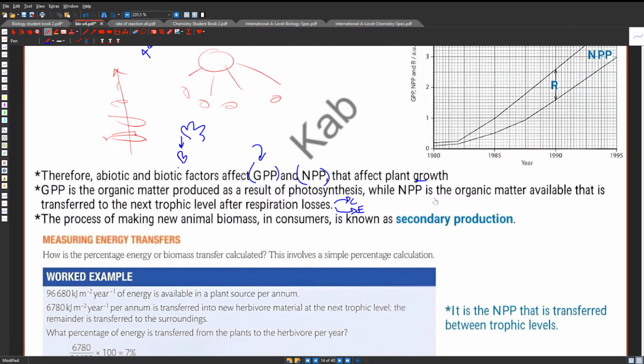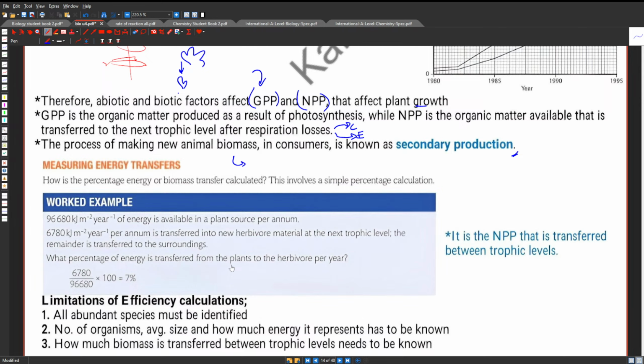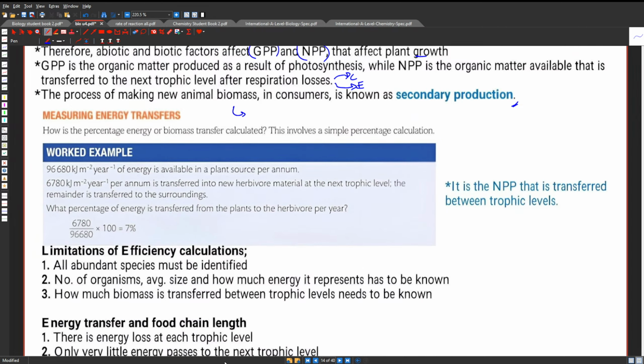When we talk about respiration, we're talking about energy lost that is not transferable. The process of making new animal biomass in consumers is known as secondary production. This is pretty important. How do animals create new biomass, right? Apart from eating their own biomass, is there a way that they create new biomass? How can animals, apart from producers, create biomass?